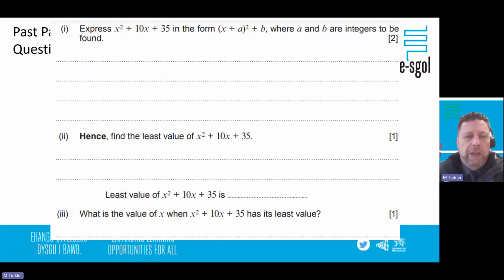Okay, so now we have another completing the square one. I think this one's written out a little bit nicer than the previous one I showed. They lay it out easier so you know what you're going to answer each time. I'll stop and let you work through those.